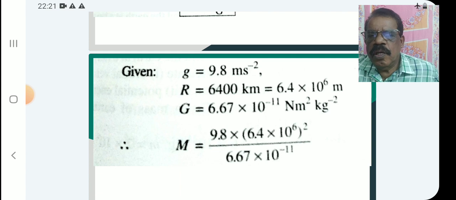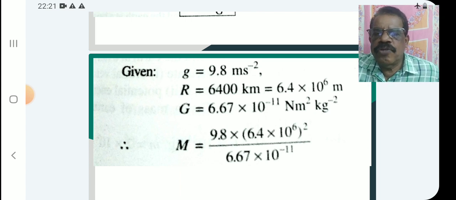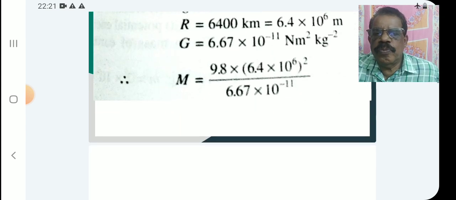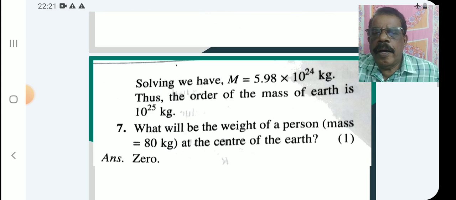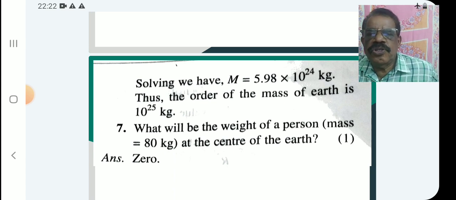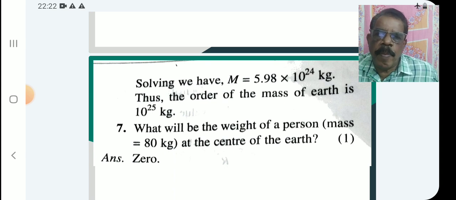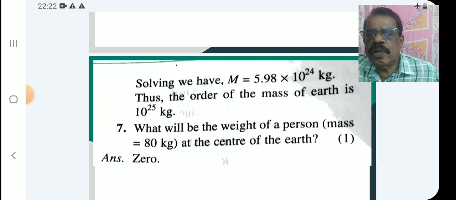Put the values. M is equal to 9.8 into 6.4 into 10 raised to 6 the square, all by 6.67 into 10 raised to minus 11, which will work out as M is 5.98 into 10 raised to 24 kilogram, or approximately 6 into 10 raised to 24 kilogram. So you remember the mass of Earth, its approximate value, 6 into 10 raised to 24 kilogram.